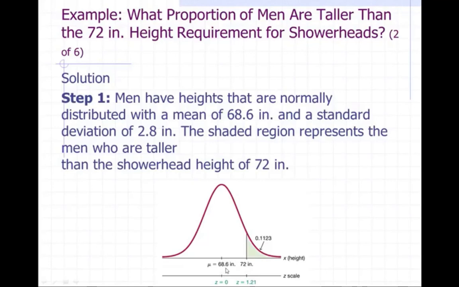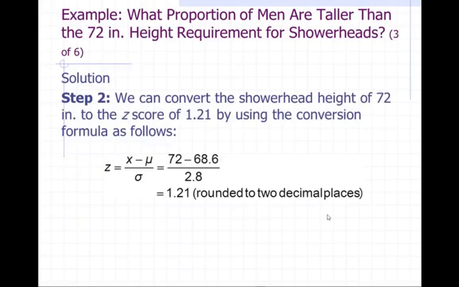And we know the mean is 68.6 inches and the standard deviation is 2.8 inches. So we're looking at how far 72 inches is above our mean, but we're looking for it in standard deviation units. And since we're looking for men who are taller, we are looking for the area to the right. So we need to convert our shower head height to a z-score. We take our score minus the mean divided by the standard deviation, and that comes out to be 1.21.